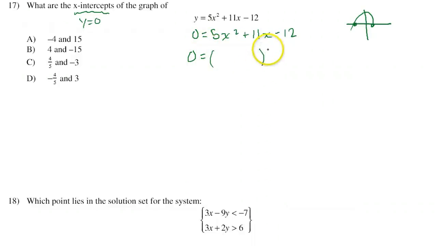So remember, that's 3 terms. I can set up something times something. And now let's guess and check this. Let's figure out what multiplies to the front. What multiplies to 5x squared? I know the only things that multiply to 5x squared are 5x times x.